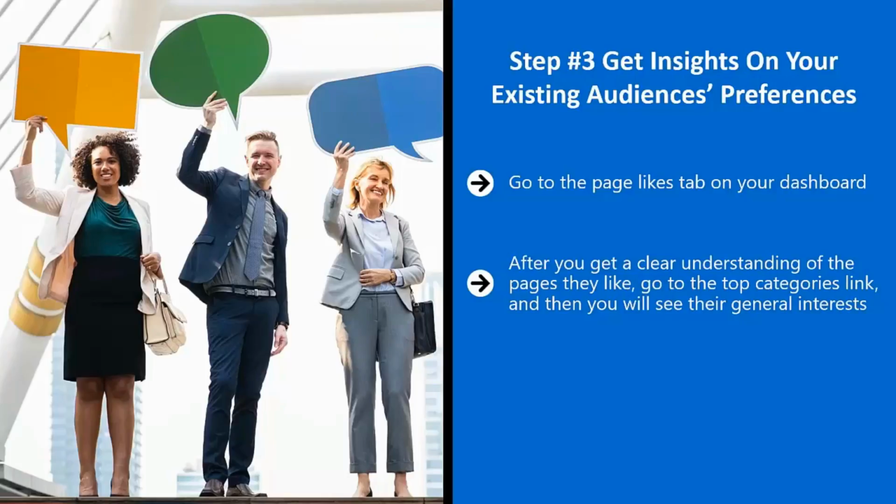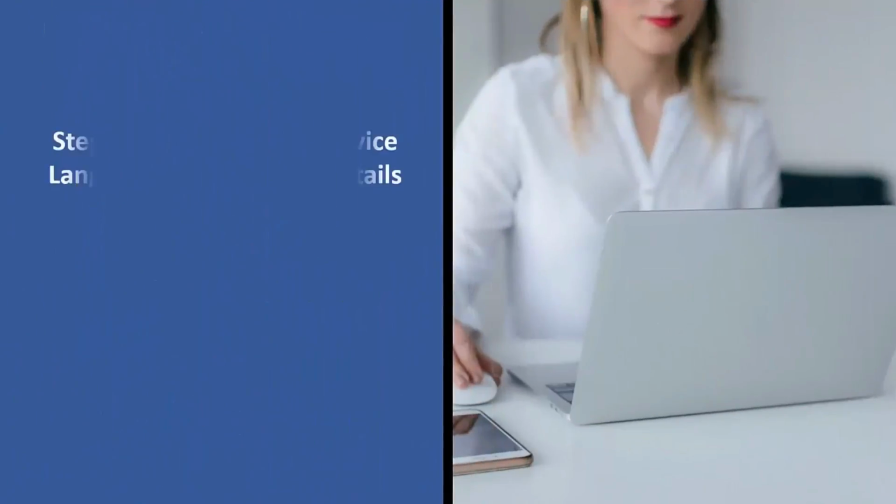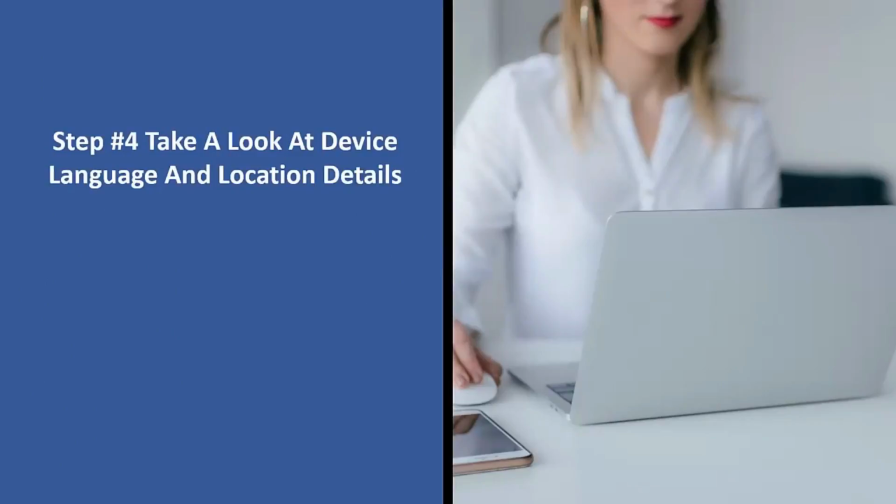The key here is to start with the general interests of people on Facebook that may have something to do with your target niche. Test these out initially, and then look at the performance of your ads so you can then narrow to even tighter interests. Please note that when you click on the Page Likes tab, you can see existing pages on Facebook that already attract the audience you're interested in. Step number 4, take a look at device, language, and location details.